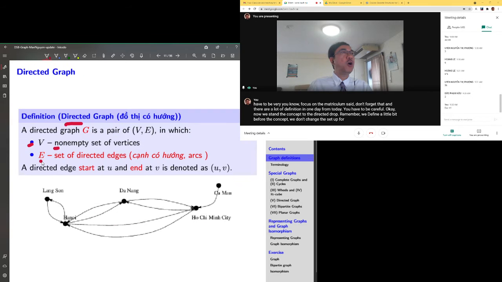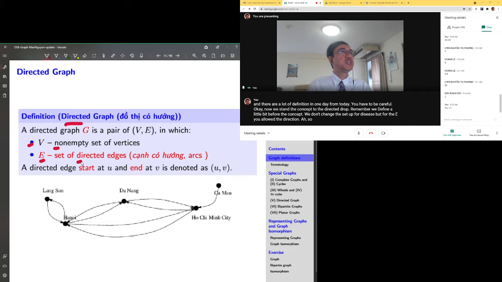But for the E, you allow the direction. So this one we call the set of directed edges. In some textbooks, they denote that one by a new name, the arcs. Okay? So between Lạng Sơn and Hanoi, how many arcs do we have? How many directed edges do we have, guys? Lạng Sơn, Hanoi, 2. Okay. And you have to be careful now. Lạng Sơn to Hanoi, you have to write E1, 1 arc.